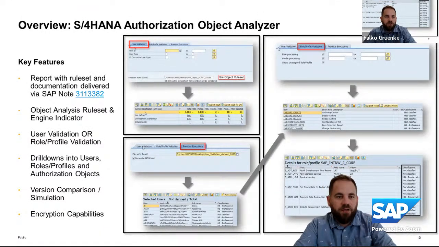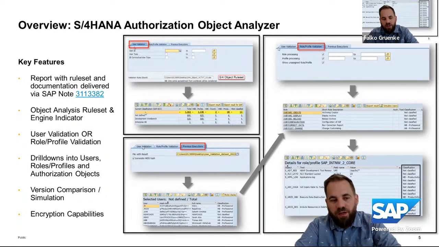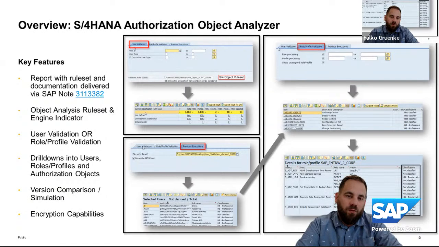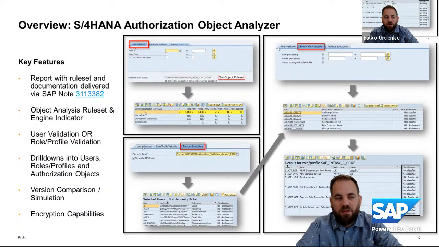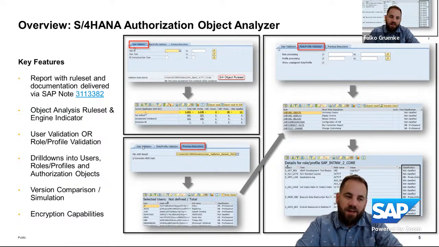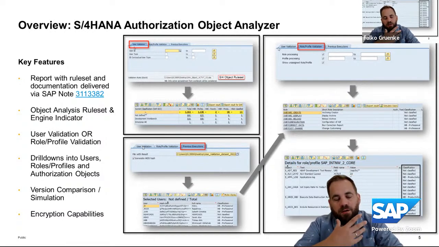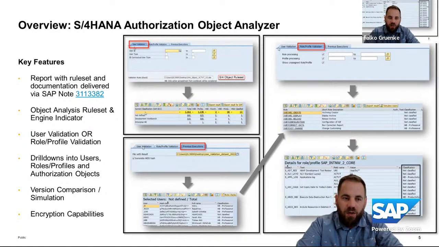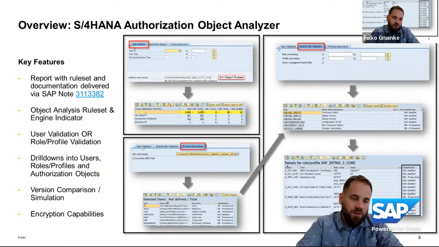Let's have a first step and look into the authorization object analyzer. This is the report or tool which is provided via an SAP note. You can see the note here on the deck as well. The tool gives you the possibility to analyze the users yourself, based on the existing license assignment in your SAP system, and see what kind of user type would be required here.